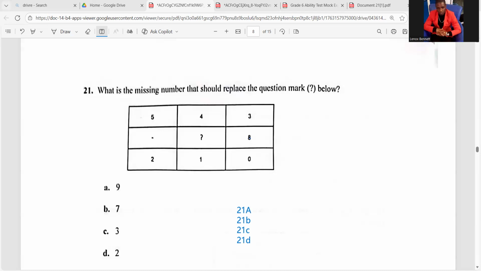Sir, the question is, find the missing number that should replace the question mark below. They give you four options: A, nine; B, nine; C, three; D, two. When I look at the question at the top, it has the question mark. So that would be seven, and the slash behind the question mark would have been the six, because after six is seven, then after seven is eight. So my answer would be B, seven. Okay, thanks so much.